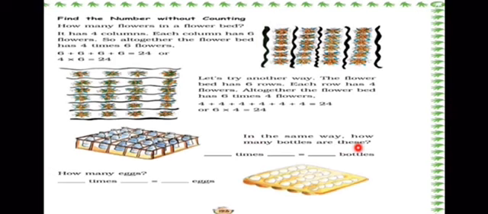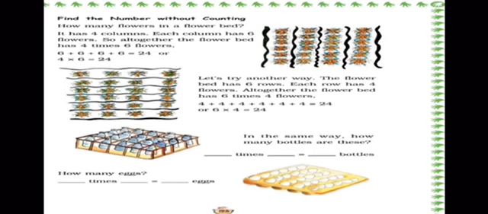In the same way, how many bottles are these? Now let's count the bottles. 1, 2, 3, 4 and 1, 2, 3, 4 and 5. So we have counted this row, that is 4, and this column, that is 5. So now 5 times 4 is 20 bottles. So now let's check our answer. 5 times 4 is 20 bottles. So there are 20 bottles over here.